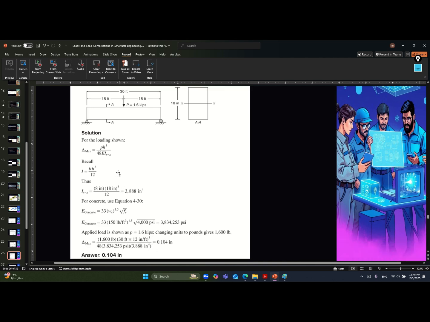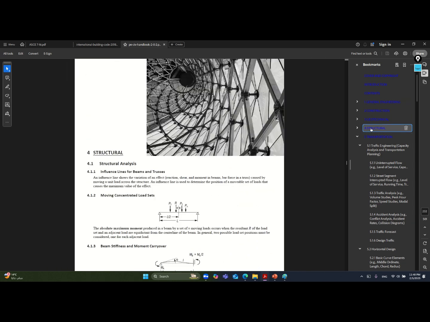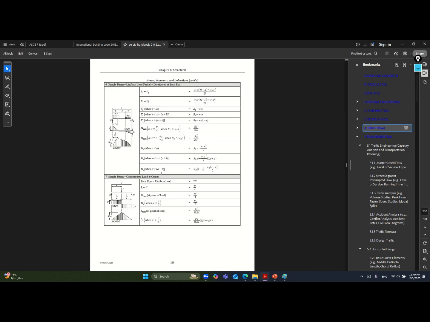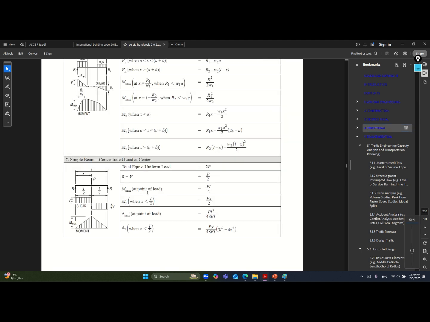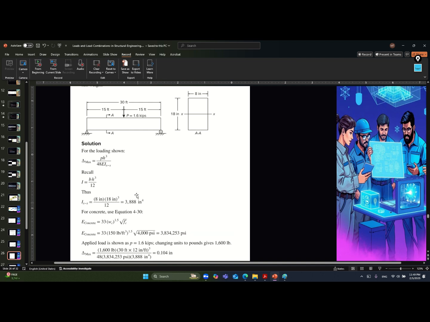The equation for the delta maximum is shown here. Okay, go to the book, the Fundamentals of Structural. Okay, and it gives you the values for the simple beam with concentrated load at center. Okay, so that is the delta maximum. So you don't need to memorize the values because they are already given in the handbook. Okay, so you can use the handbook for this type of questions.